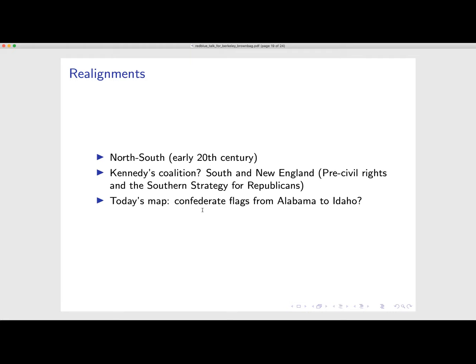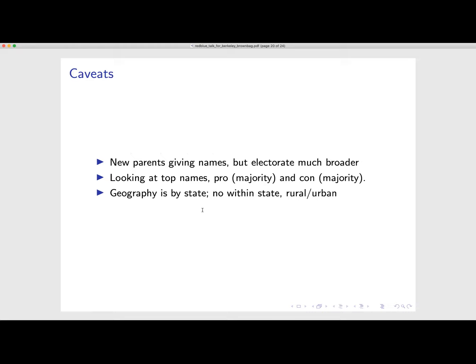So just some caveats here. The voters are not the same people giving names to their children. The people giving names to children actually probably have pretty low voting rates. Those people don't go to the polls, but they're young. So it is kind of remarkable that this works, because the electorate is by and large, I guess, the grandparents or the parents of the people giving the names.